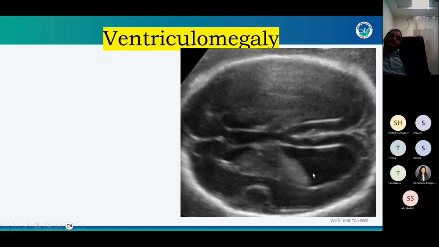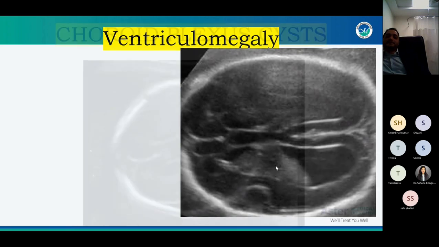So if it is less than 10, it is normal. 10 to 15 is mild. More than 15 is severe ventriculomegaly. And it is the mild ventriculomegaly which is mostly associated with aneuploidies, while the more severe ones are associated with structural abnormalities, infections, and such things.